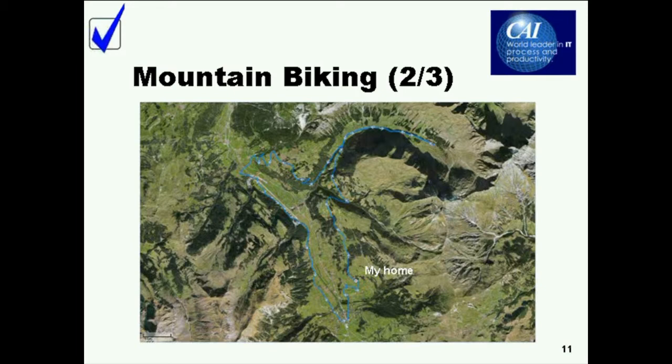Here you see some additional information regarding this bike tour. As you can probably see, the area where I live is not that flat. I live in a remote village, high in the Swiss Alps.